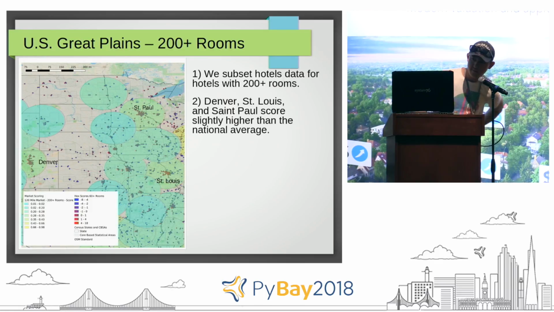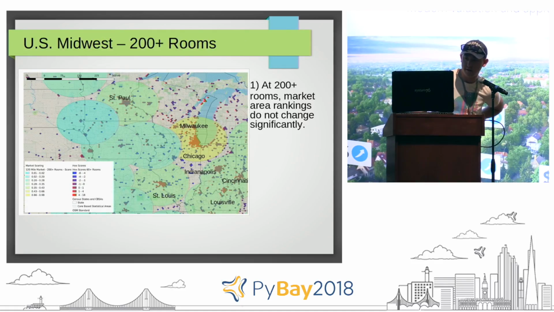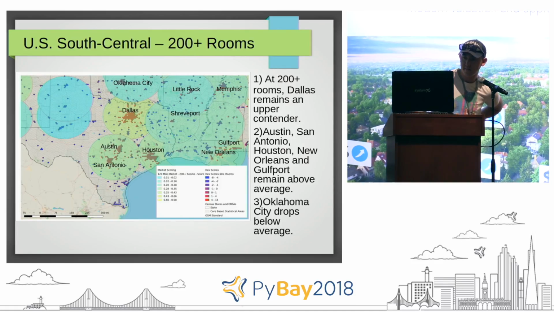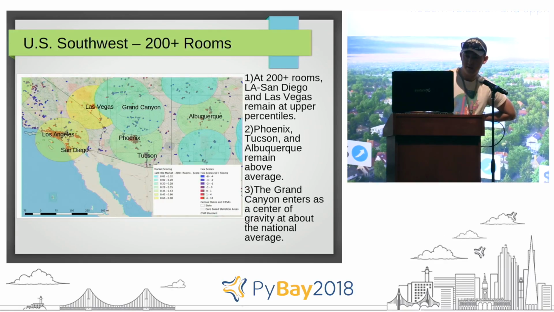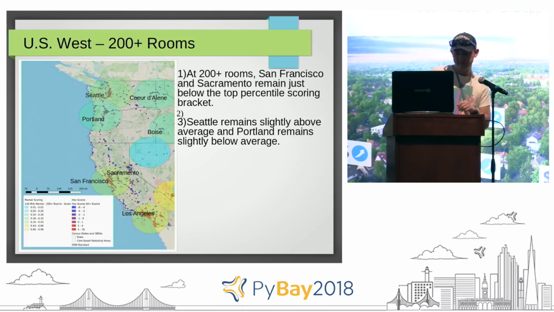And this is the output I got for some other regions in the US. Brighter, closer to yellow is a better market area. Dallas, Orlando, Atlanta, Charleston, Las Vegas, Los Angeles, San Francisco.